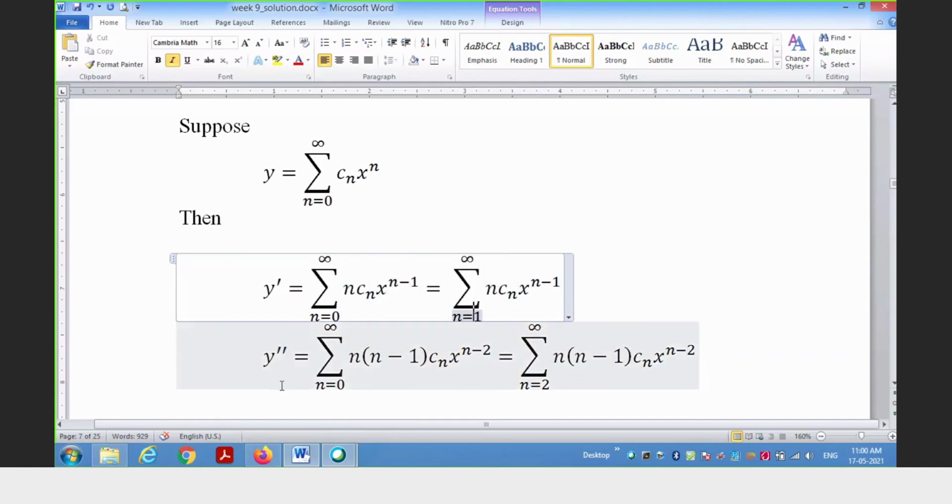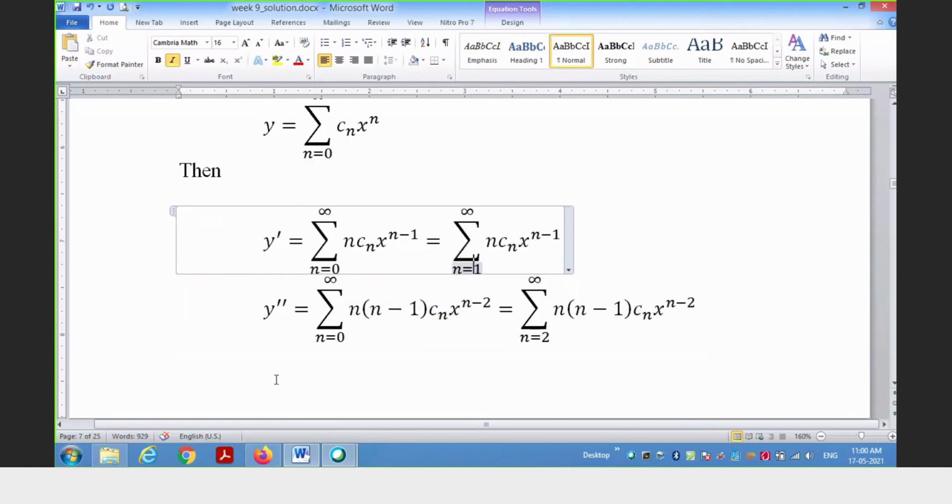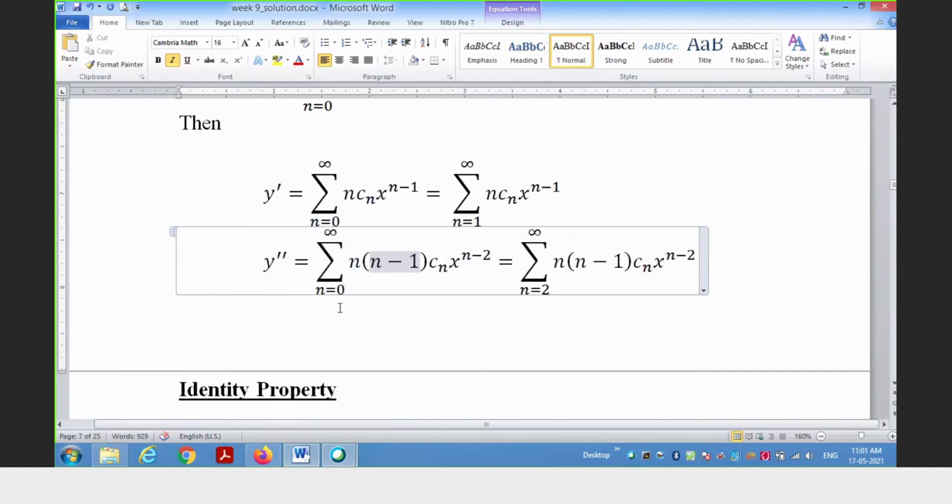Similarly, y double prime will be what? We differentiate y prime to get y double prime. So this will be n times (n minus 1): we bring n minus 1 in front, and then Cn x^(n-2), since n minus 1 becomes n minus 2. Similarly here, when n equals 0, this term will be 0.